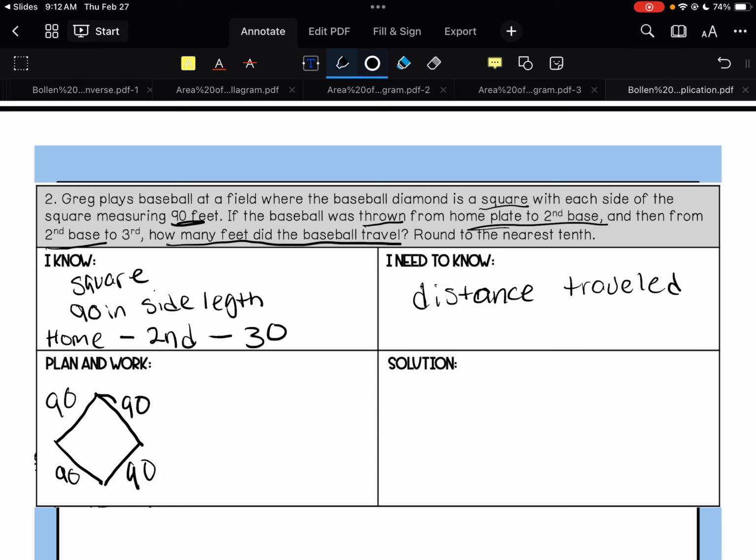And so I have to find the distance here. Because we know this is a square, we know that these two are right angles. So then we can find our C based on that. We have A and B. So if I have 90 squared plus 90 squared, what then would be C squared? That would be my first step.